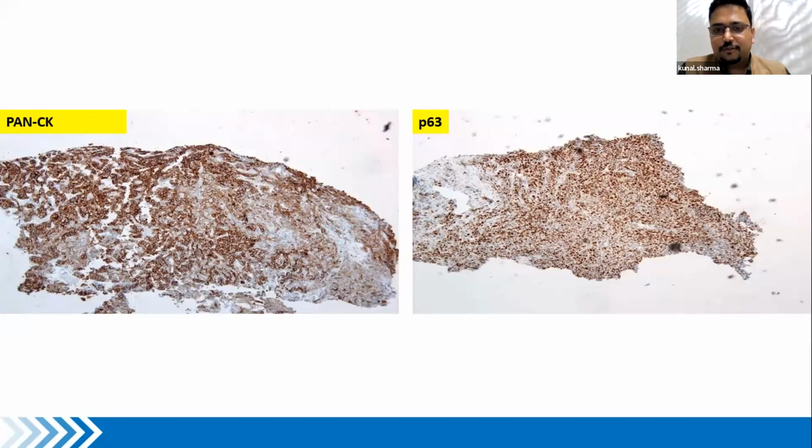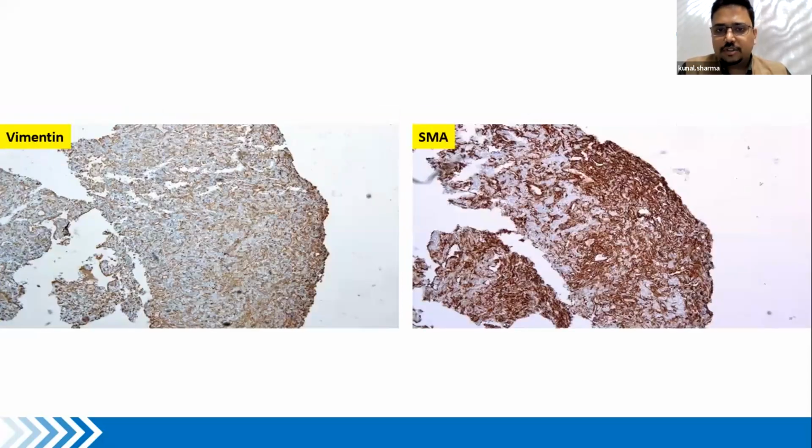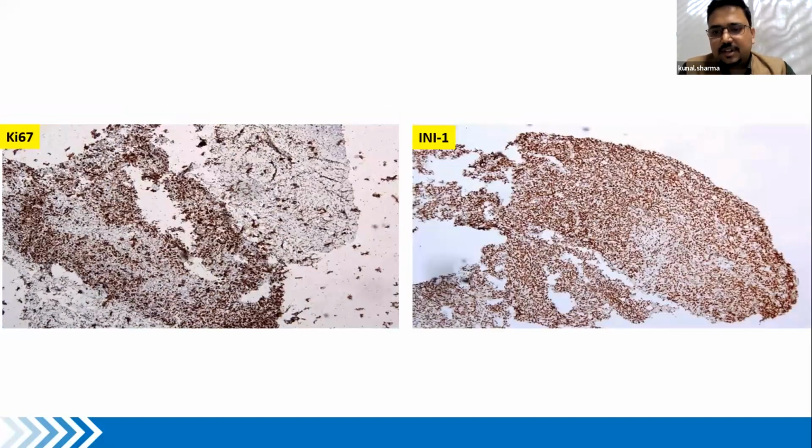So we went ahead and did a few more markers. Vimentin was also focally positive, actually quite positive in about 70-80% of the cells, and SMA was positive. Probably still sarcomatoid carcinoma, or something else. Then we did our Ki67 index, and Ki67 was extremely high, in alignment with a malignant neoplasm. And INI1 showed nuclear retention. So INI1 was retained in this case. We were also thinking of an epithelioid sarcoma kind of picture, but INI1 came retained.